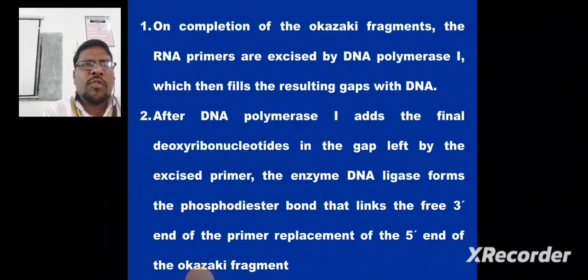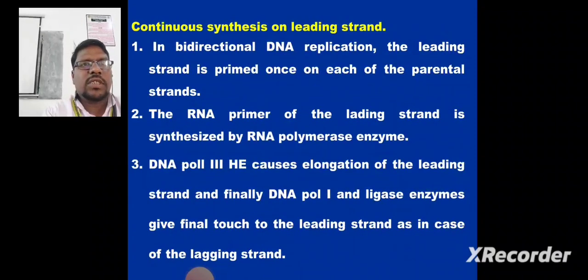On completion of the Okazaki fragments, the RNA primer is excised by DNA polymerase I, which fills the resulting gap with DNA. After DNA polymerase I adds the final deoxyribonucleotide in the gap left by the removed primer, the enzyme DNA ligase forms a phosphodiester bond that links the free 3' end and the 5' end of the Okazaki fragments.